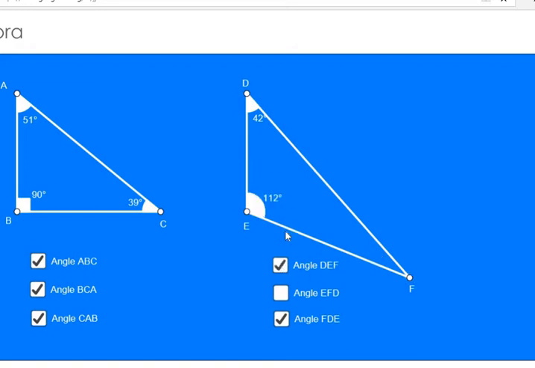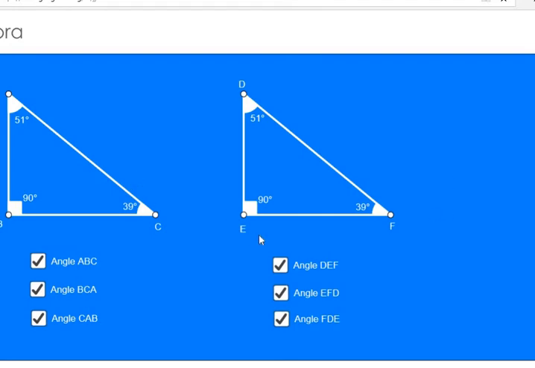So DEF has got bigger and it's now 112 degrees. Knowing that all the angles in a triangle add up to 180, what's EFD? What's that angle going to be? Pause the video and write down your answer in your light blue book now. Okay, EFD is going to be 26 degrees.